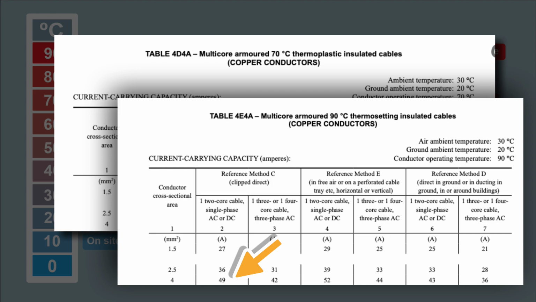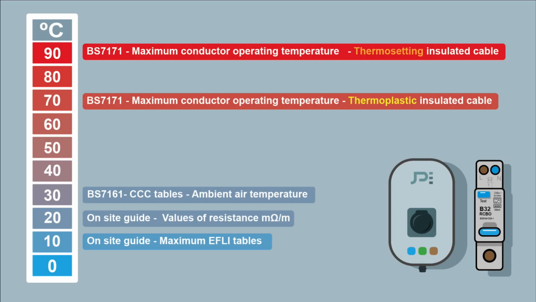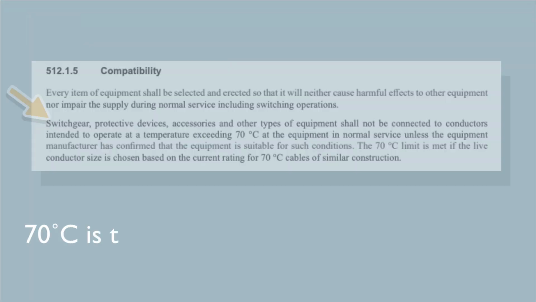So you'd think, it's better to use thermoset all the time. The insulation is suitable for up to 90 degrees. You're going to get better values when you're doing your cable calculations. But then we have regulation 512.1.5, which causes a bit of a problem with that.